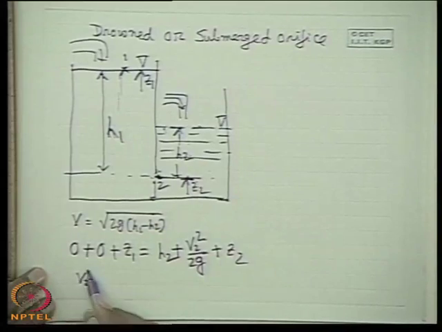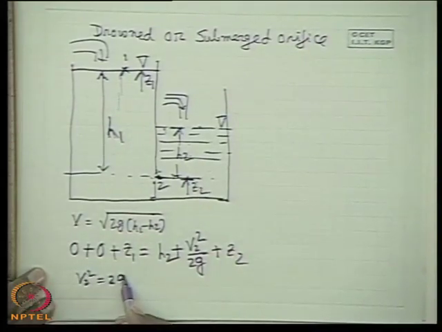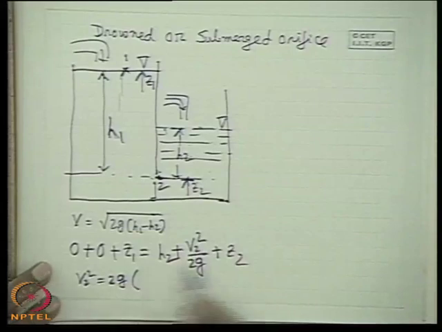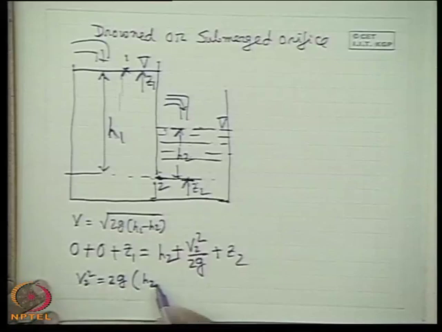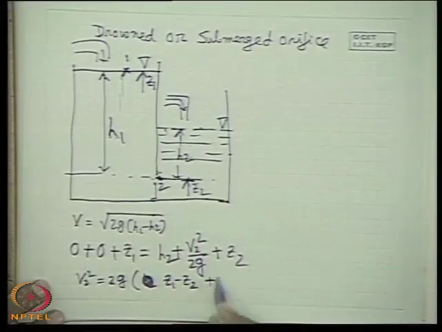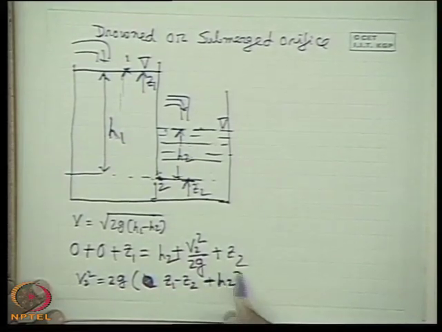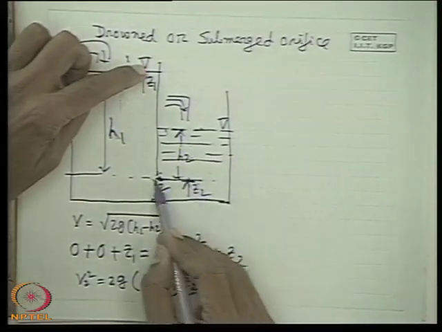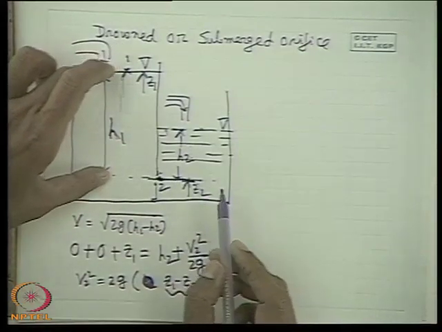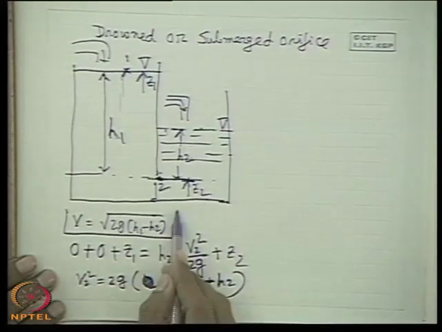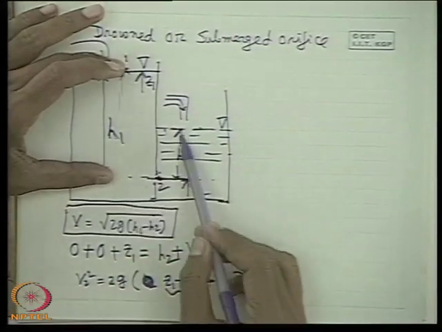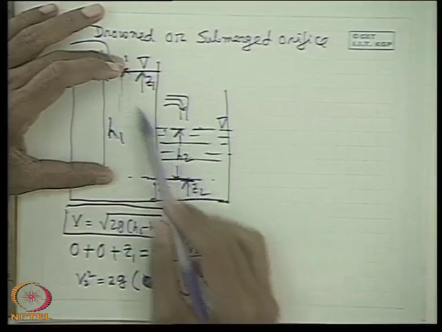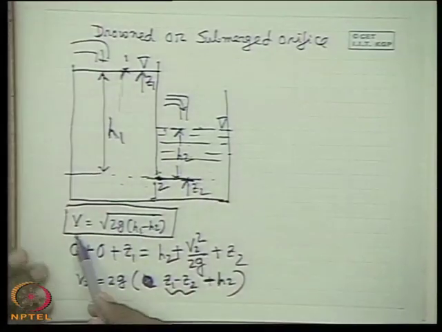Therefore V2 squared is 2g times (Z1 minus Z2 plus, minus h2), I am sorry, Z1 minus Z2 minus h2. And Z1 minus Z2, that means the elevation head between these two, is nothing but h1. That means ultimately you get V is equal to root of 2g(h1 minus h2), very simple. That means the effective head causing the flow is h1 minus h2, but this is the back head. That means it is flowing under an effective head of h1 minus h2.